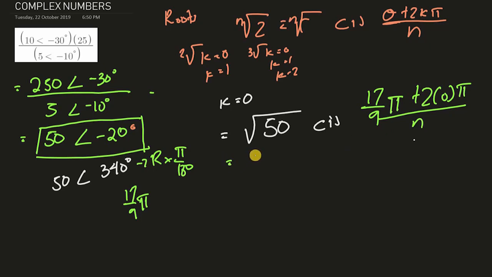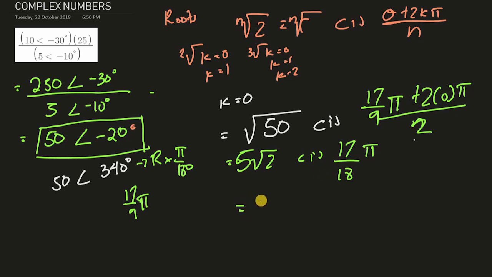So solving for that, the square root of 50 is 5 square root of 2. CIS 17 over 9 pi plus 0. Our n, guys, is 2 because it's a square root. So 17 over 9 pi divided by 2 is equal to 17 over 18 pi. Using Euler's formula, this can already be our final answer.